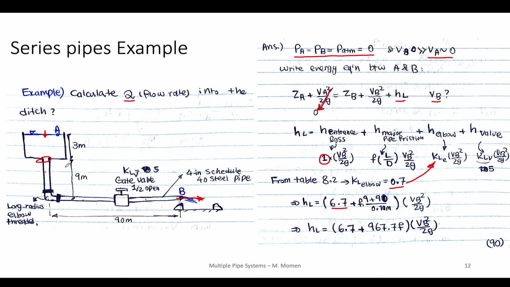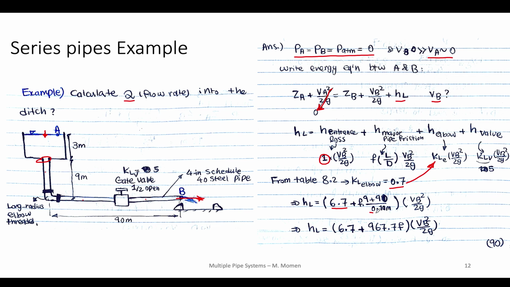90, right? So I have this vertical pipe plus these two horizontal pipes in which their length is 90 meter. So it's going to be 9 plus 90 over the diameter of these pipes, which is 4 inch. So 4 inch equals 10 centimeter or 0.1 meter. So I just substitute all the values that we have from the problem, and these are all multiplied by VB square over 2G. I just factored it out and wrote it here.